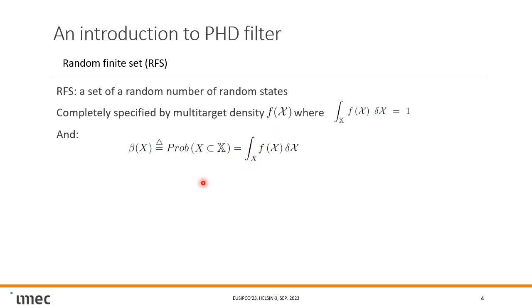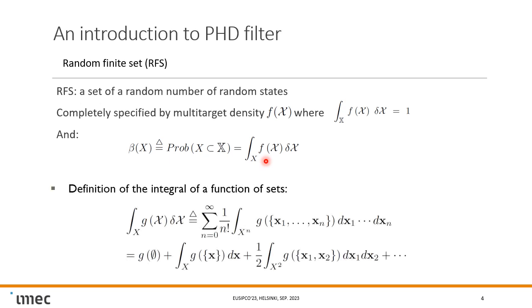As you see here, we can define the probability of a subset X as the integral of this multi-target density. However, this multi-target density is a function of a set, and the integral of a function of sets is defined this way, which is pretty complex. Since an RFS includes a random number of random states, it fits very well in multi-target tracking problems.